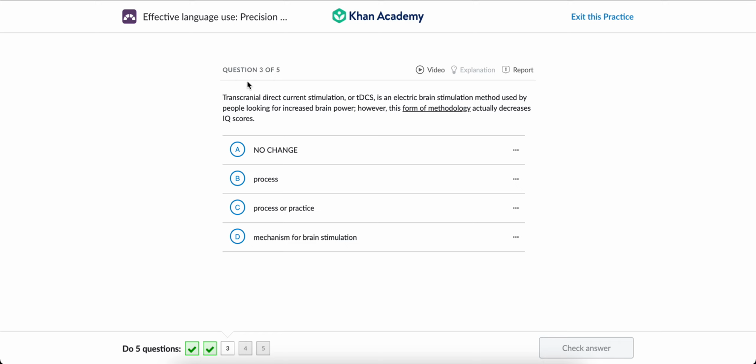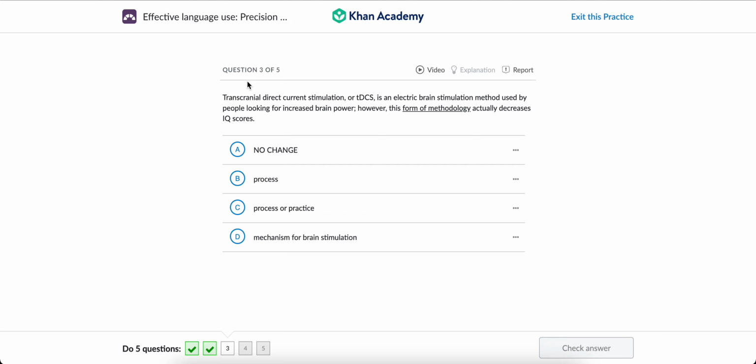Okay. I don't even know how to pronounce that. Direct current stimulation, or tDCS, is an electric brain stimulation method used by people looking for increased brain power. However, this form of methodology actually decreases IQ scores.